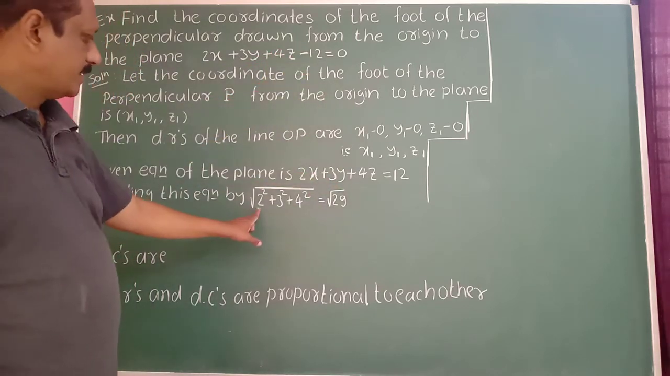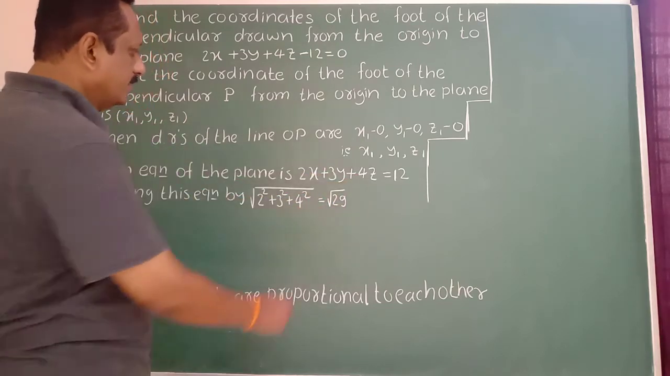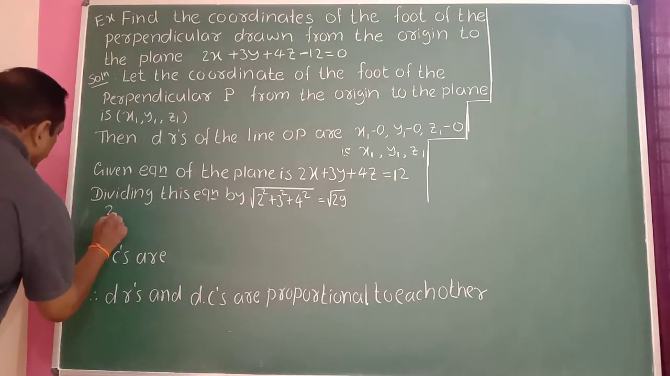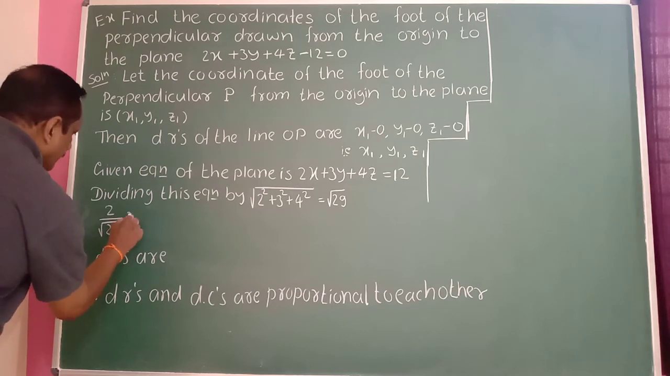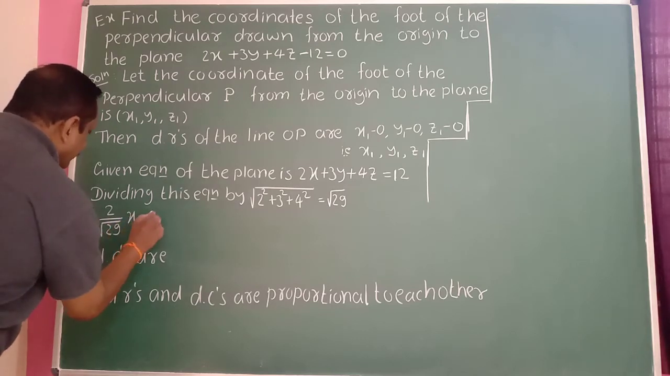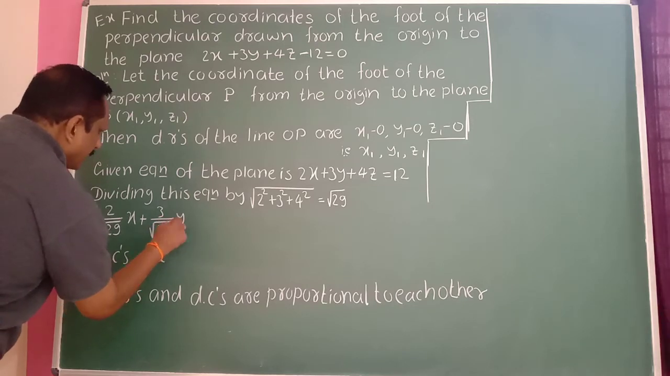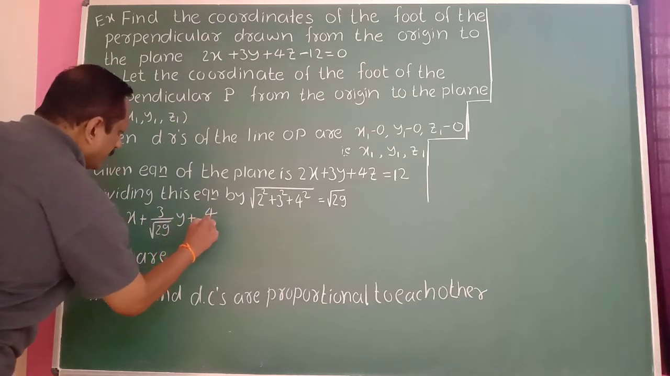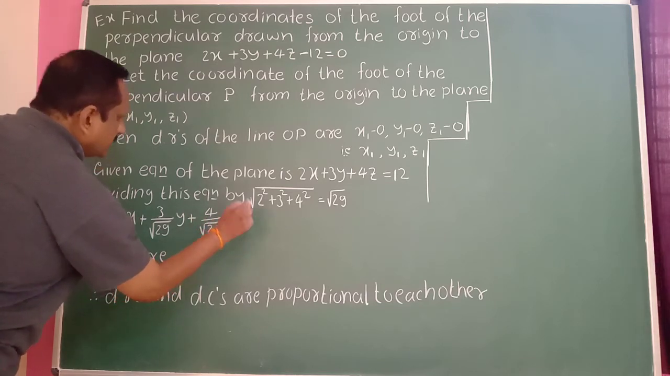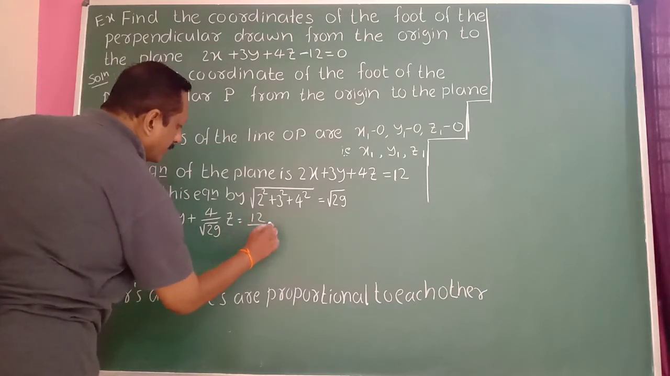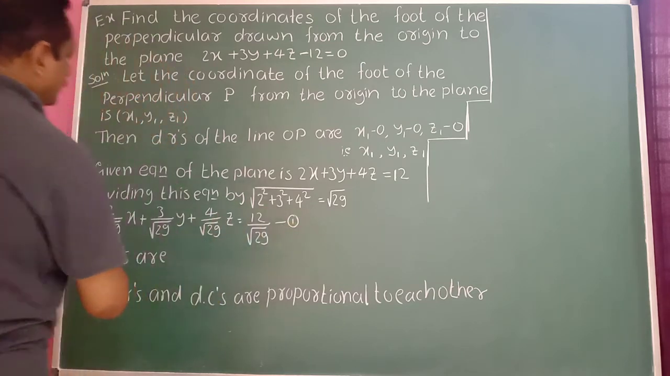Dividing both sides by the root of 2 square plus 3 square plus 4 square, here it is root of 29. So 2 divided by root of 29 into x, plus 3 divided by root of 29 into y, plus 4 divided by root of 29 into z is equal to 1 divided by root of 29. Take this as equation number 1.